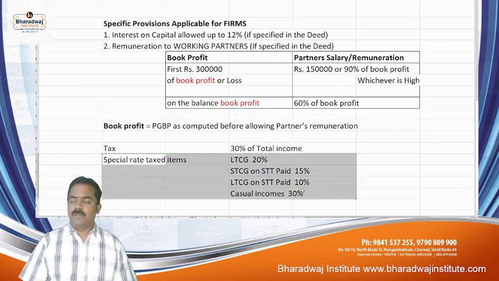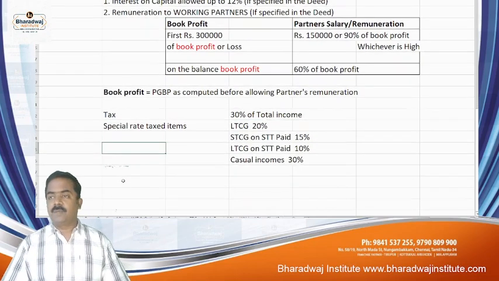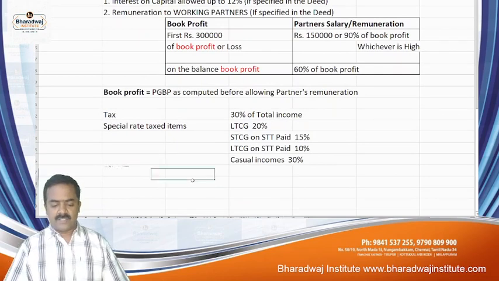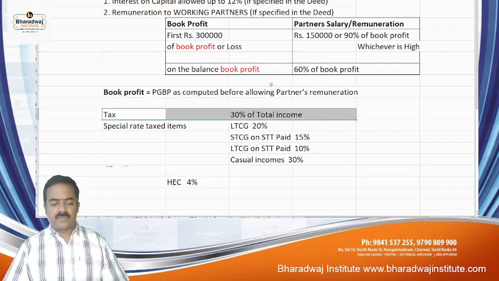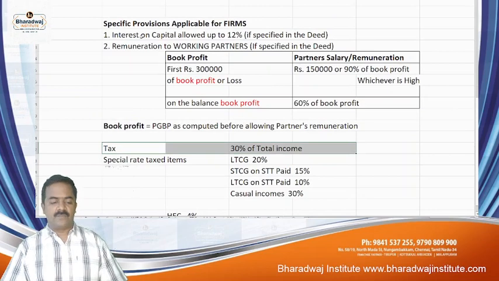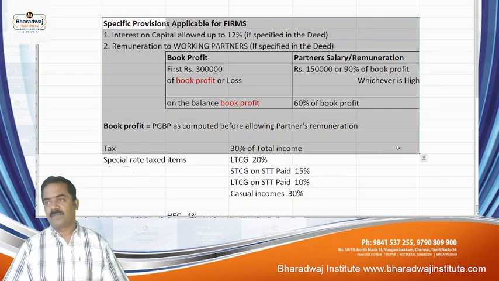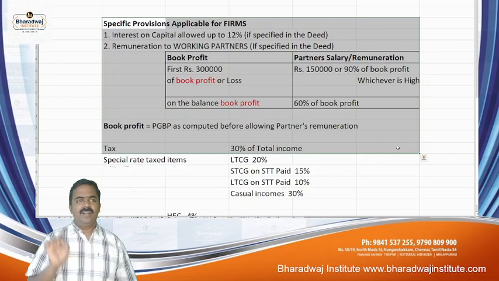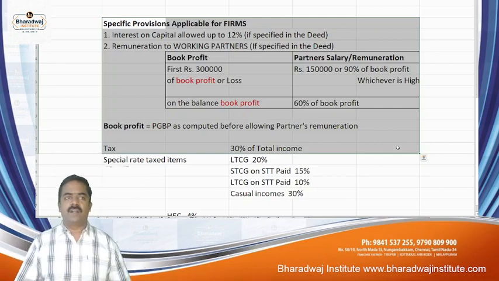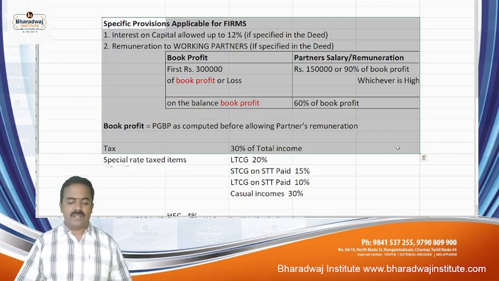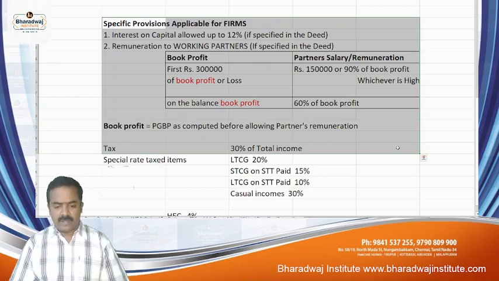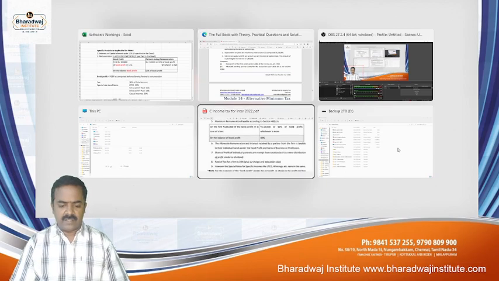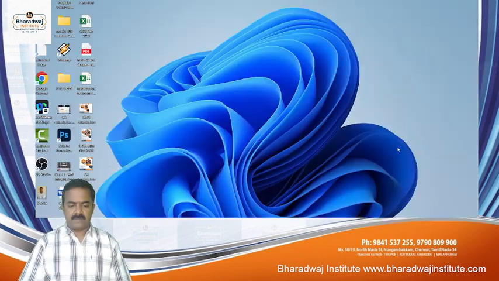30%. Special rate items remain the same. Surcharge also remains the same. HEC also how much percentage? 4%. HEC also 4%. So the tax is going to be different. So between assessment of individuals and firm, these are the distinguishing points. Interest on capital is allowed. Remuneration to partners is allowed up to the limit. Tax, how much will it be? 30% of total income. No need to copy all these things. It is already given in your material. Read this.